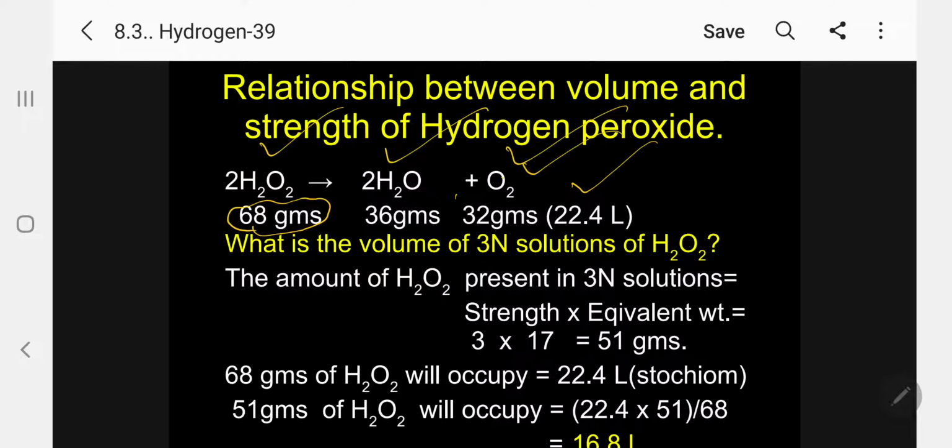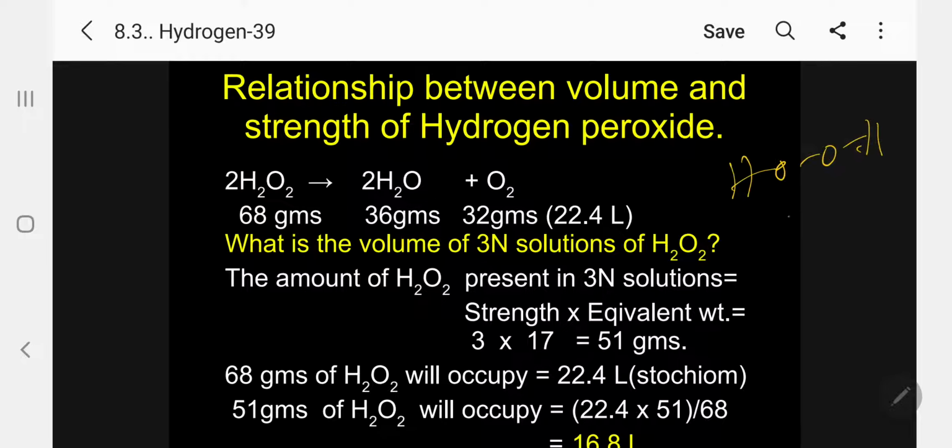The question is, what is the volume of 3N solution of hydrogen peroxide? Kindly follow. So we want to find out the volume. That is the important thing. So how am I calculating? Kindly follow. The amount of hydrogen peroxide present in 3N solution equals strength into equivalent weight. Strength 3, equivalent weight is 17. So automatically, 51 will be the answer. Kindly follow. So how? Because it's dibasic. Kindly follow.